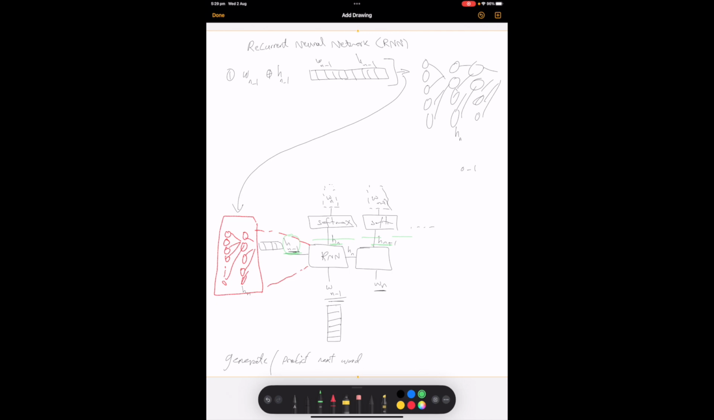Next we will talk about another variant of the recurrent neural network, which is used to solve some of the problems that arise from this architecture.